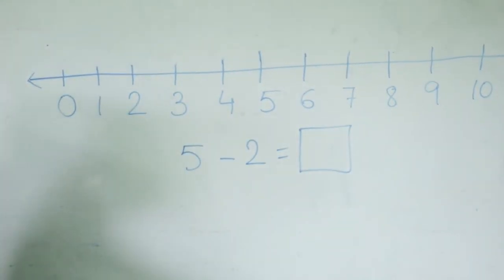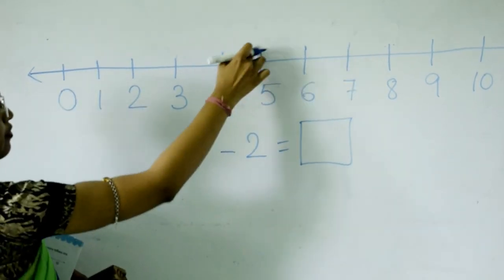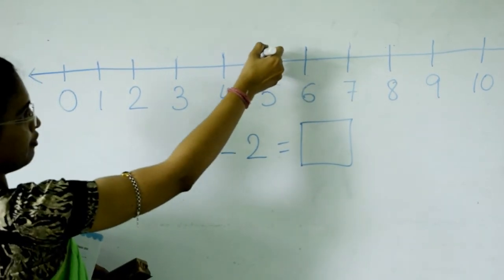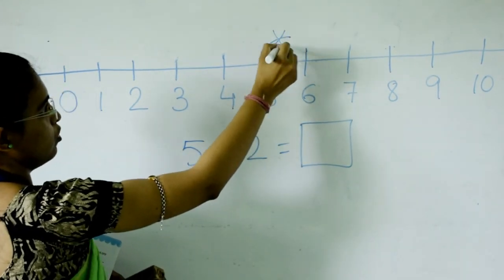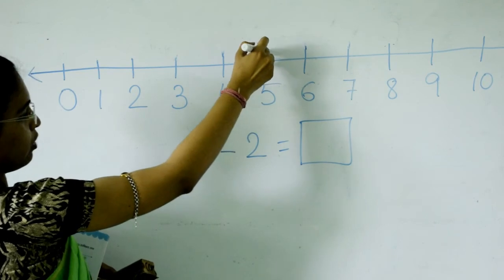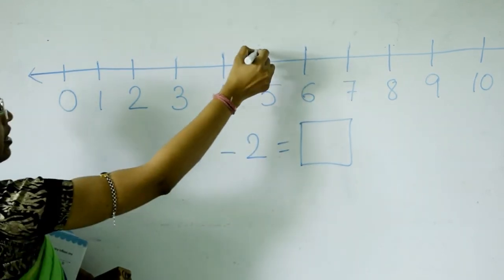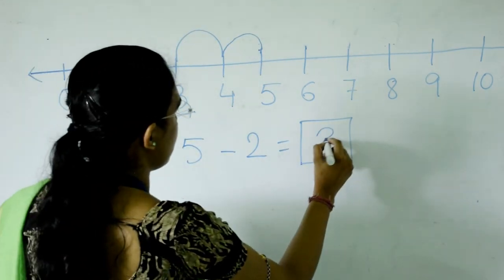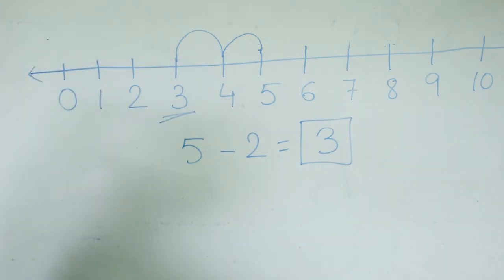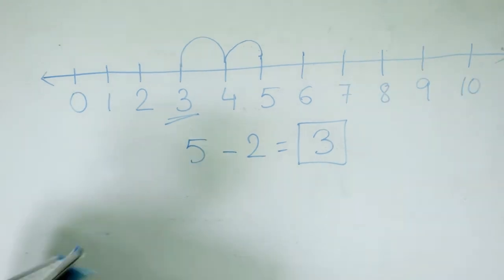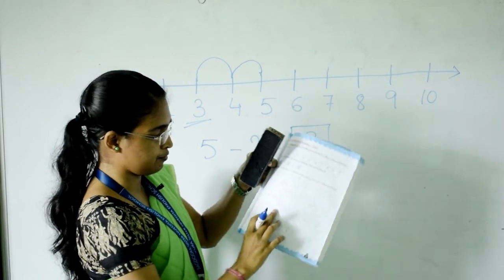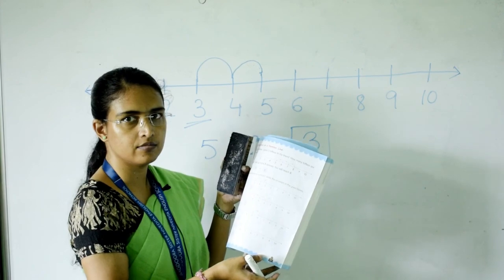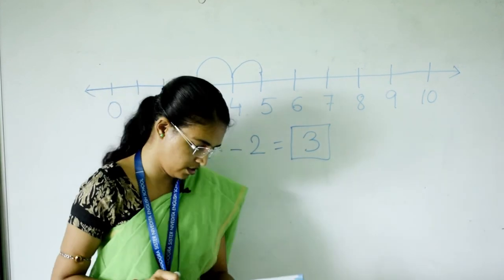So where we have to put the pencil first? Yes, in 5. Why? Because 5 is the first number, right? So we are standing here at 5. Do we have to go forward? No. So what we have to do? We have to go backward. How many steps? 2 steps. Yes. 1, 2. So what will be the answer? 3. 5 minus 2 equals to 3. Okay? Understood? Now rest of the work you will do in your home. Done? Okay. Now come to the next page.